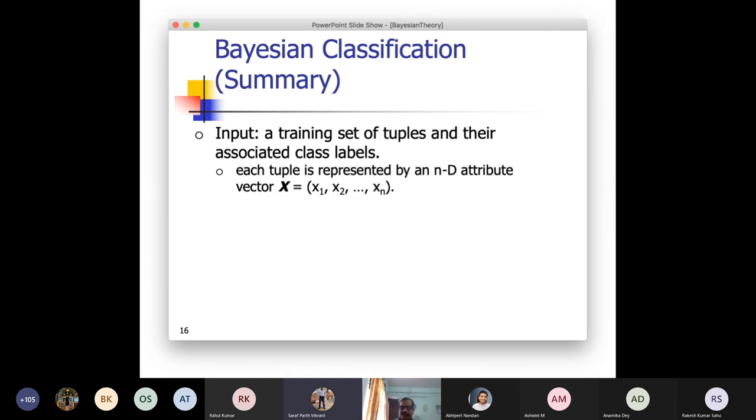So just to summarize, what was the drawback of the Bayesian method, like the MAP method?